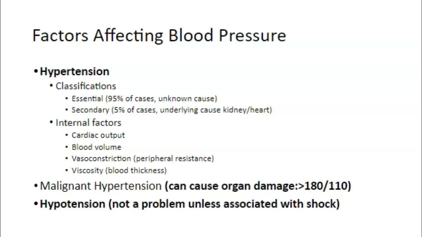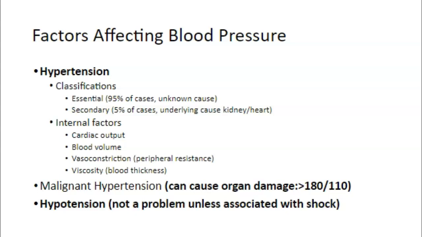Then there's a situation where you actually have malignant hypertension. That's when the blood pressure is over 180 over 110. This can cause organ damage. This could cause a stroke or a heart attack. And so this is generally considered a medical emergency. And a lot of times these people are transported to an ER so that they can get medication in them right away. Okay.